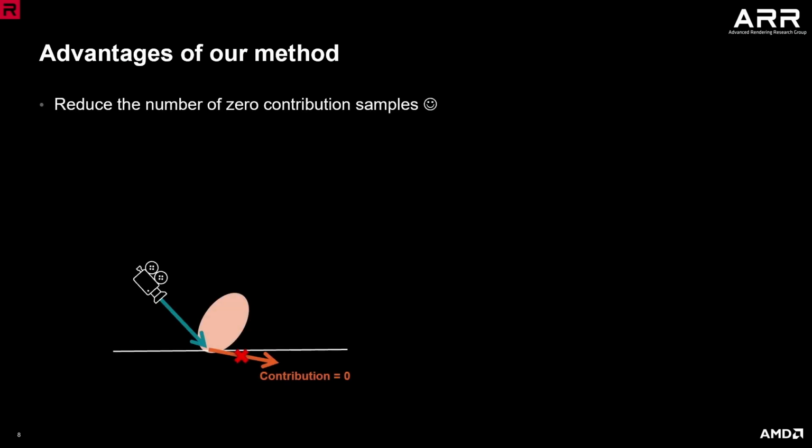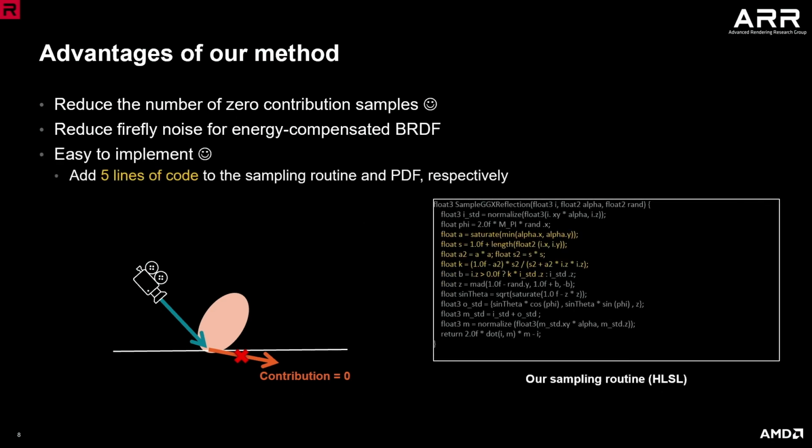Let me explain the advantages of our method. By generating samples from our bounded spherical cap, we can reduce the number of zero contribution samples for VNDF sampling. Also, it reduces fireflies for energy compensated BRDF. Finally, our method is very easy to implement. The right image shows the implementation of our method. The yellow text highlights the addition of the code in our method. It only adds 5 lines of code to the existing sampling routine and PDF routine.